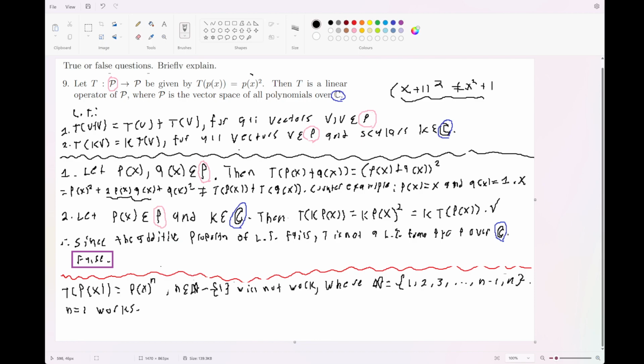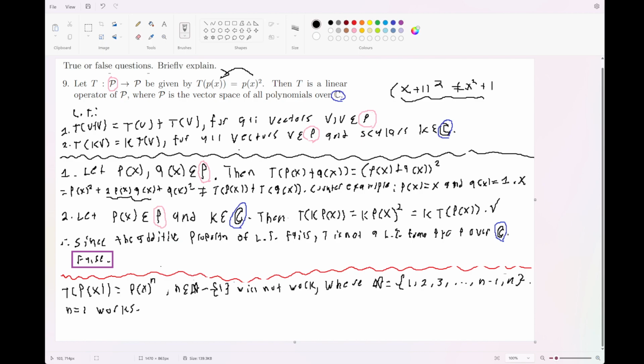And then we're going to reverse apply this to get kT(p(x)). So there you go. But since one of them failed, this is not a linear transformation from P to P over C, right? The additive property. And I generalize it down here.